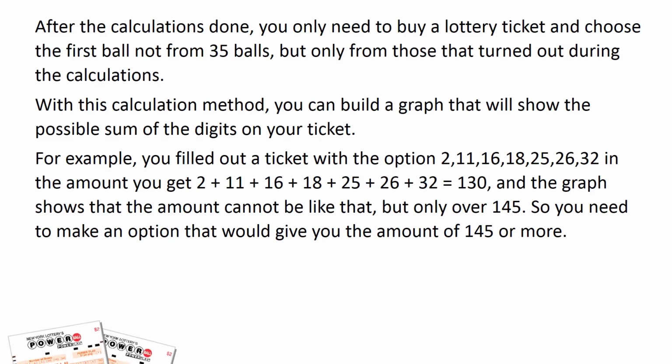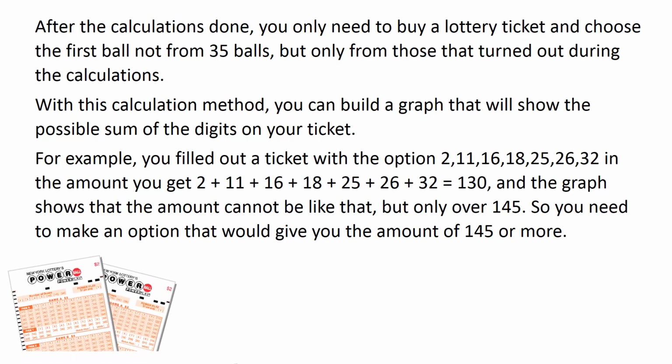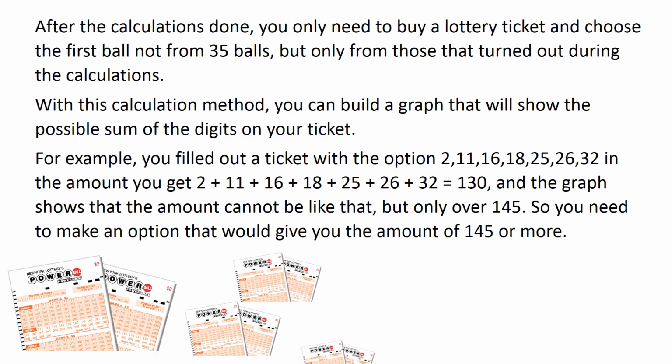After the calculations are done, you only need to buy a lottery ticket and choose the first ball not from 35 balls, but only from those that turned out during the calculations. With this circulation method, you can build a graph that will show the possible sum of the digits on your ticket.